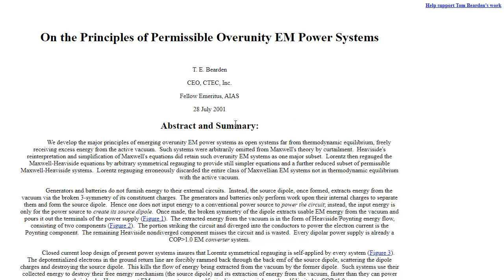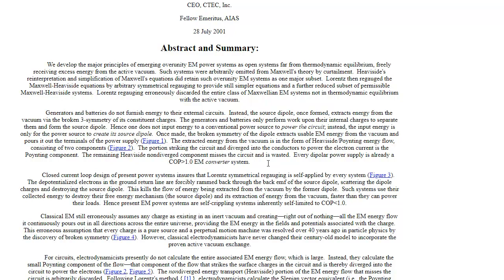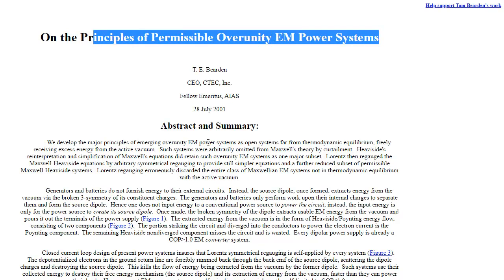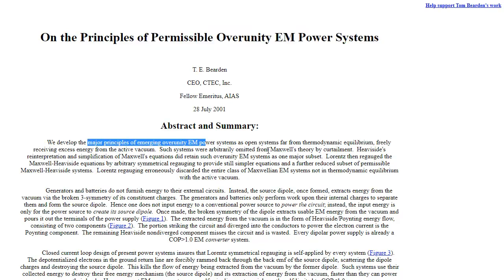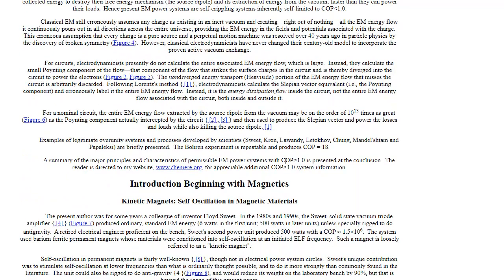Anyway, asymmetrical regauging. Tom Bearden talks about some pretty important things in here. Asymmetrical regauging is one of the most important things. Worth going through and having a little bit of a read. This is on the principles of permissible over unity EM power systems. It talks about very important major principles. This is what Tom Bearden considers as important. And in here he does talk about many different things, some of them very important, some of them possibly not quite so important. He talks about Floyd Sweet, Gabriel Kron, various others, perhaps not really in the same basket as Kron and Sweet.